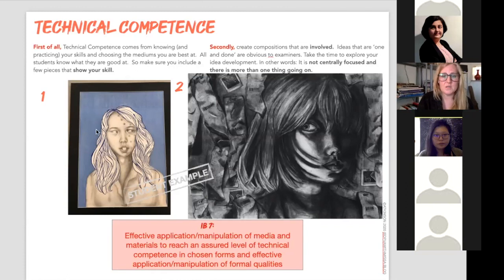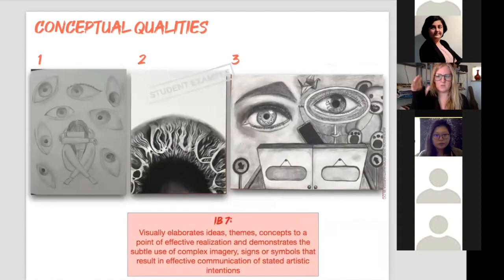She had originally, in first year, been planning to finish this and submit it. And then in second year, she showed up with this, and she could see the difference in the technical competence. So I like to show that and explore that idea of non-central composition, because that's a big one that students always like to go first with, that centrally focused composition.